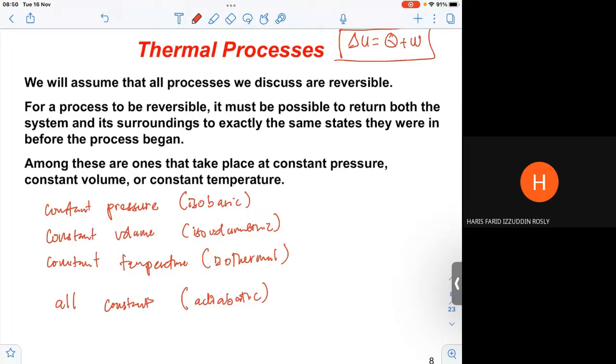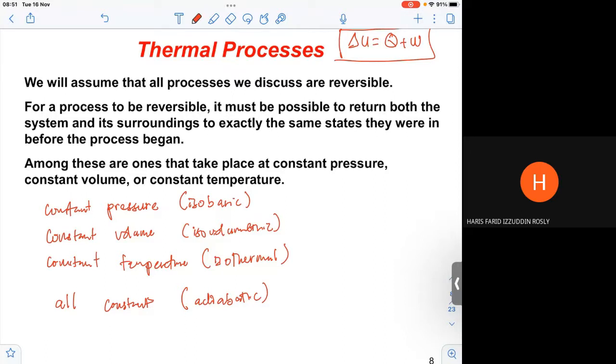The constant pressure. If you look, the unit for pressure is sometimes called Pascal, but another unit for pressure is bar. So it involves pressure. That's why they can name constant pressure as isobaric. Iso means constant, baric means pressure, so constant pressure.